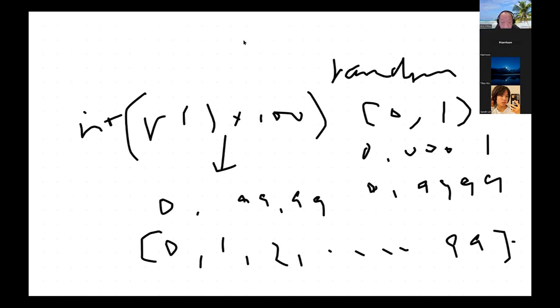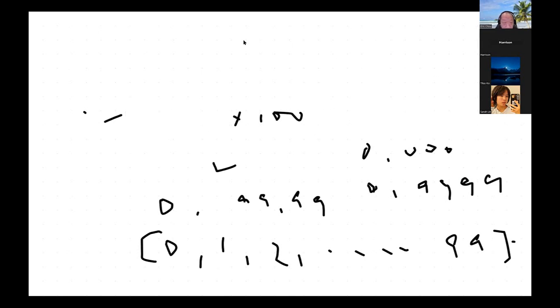Now, the question is, how can we generate this random number? How can we generate a number that's random? There are many ways that you can generate a random number. One way is, how about I use a thermal generator?